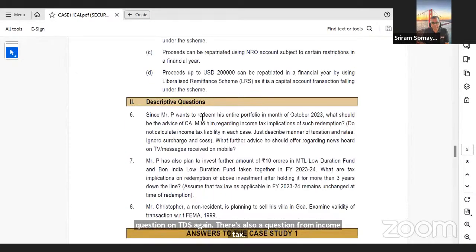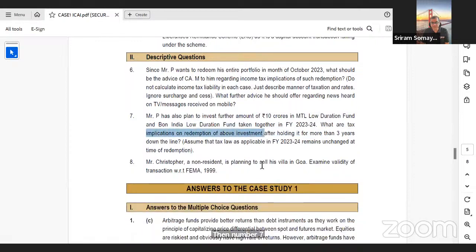Then you have descriptive questions. Tax implications is the word that should catch your eye. Then number 7, what are the tax implications on redemption? Again, this is the word that should catch your eye. And last thing, FEMA.